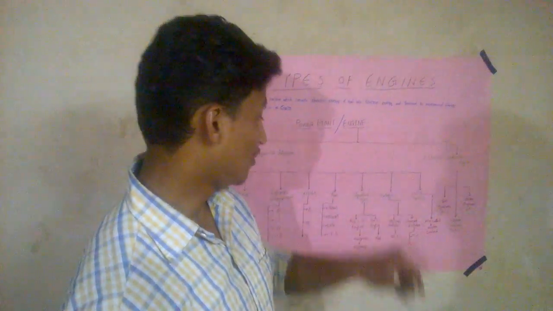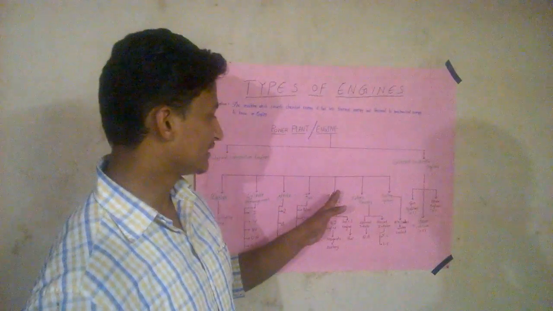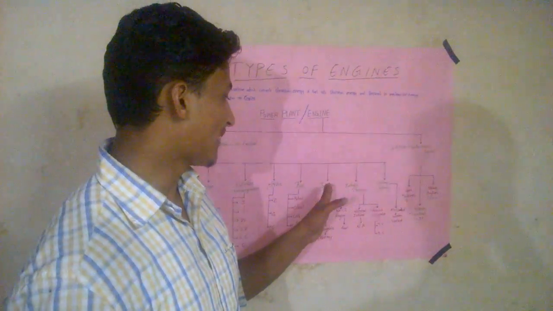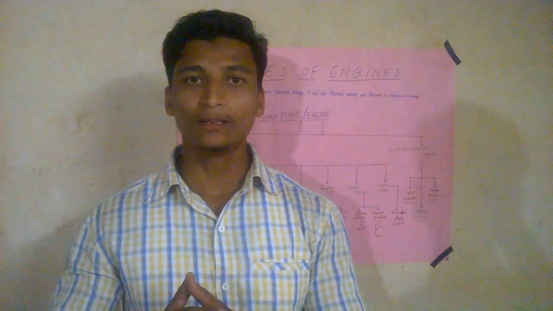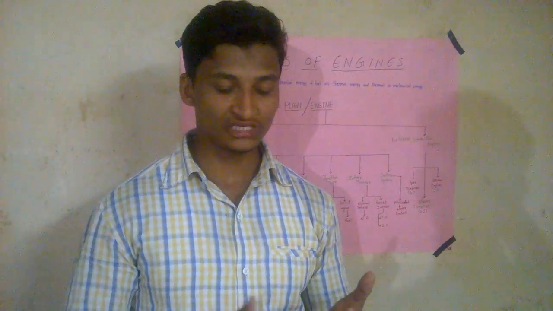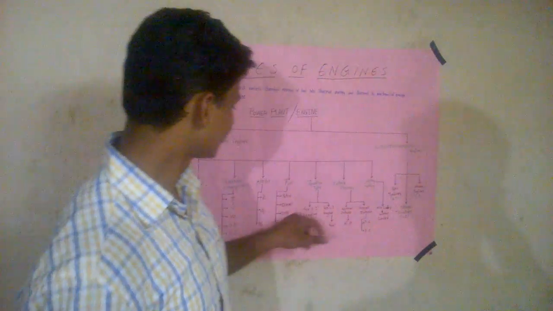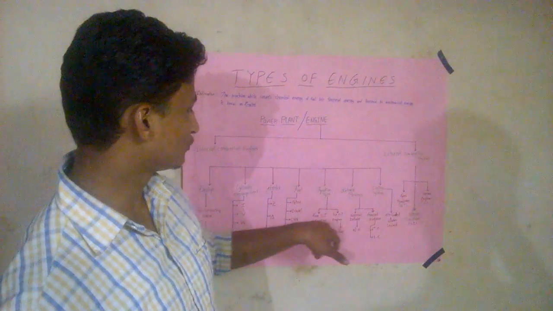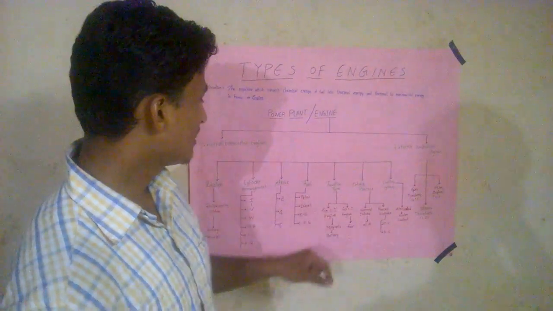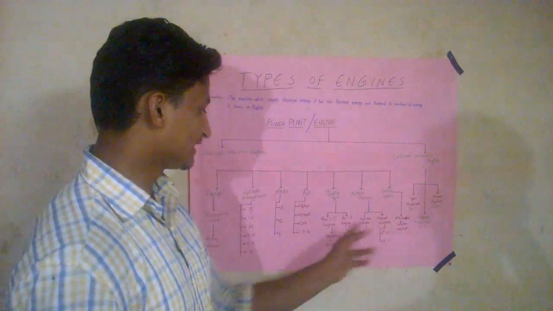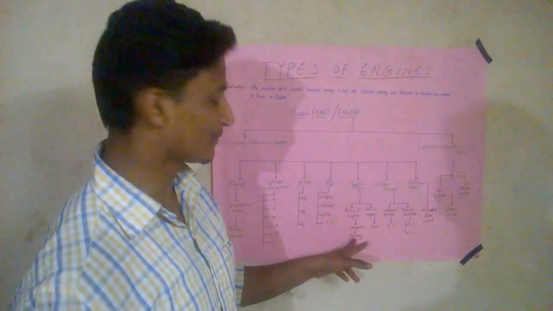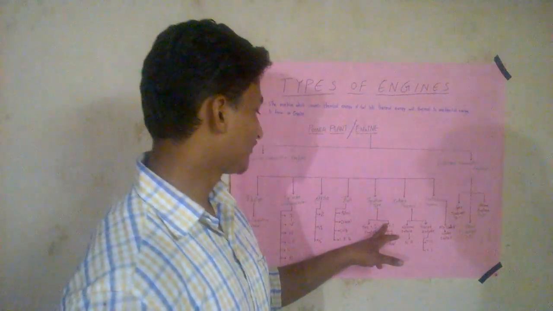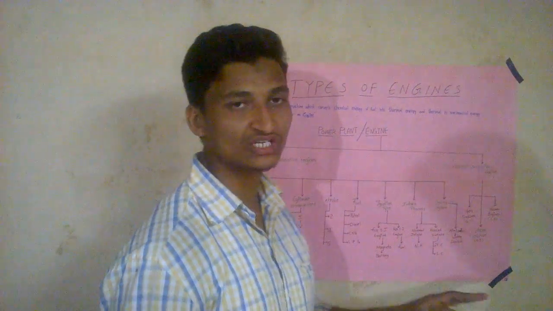And next we have the classification according to the type of ignition. According to this parameter, we have two types according to the engine categories. For the SI engine, it's magneto or battery type ignition. For CI engines, it's fuel injection type.